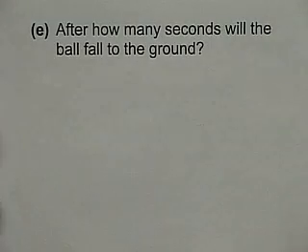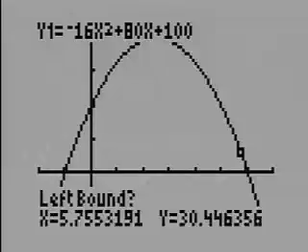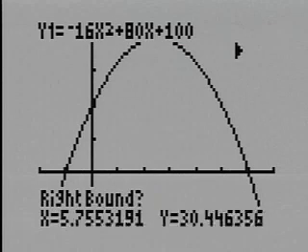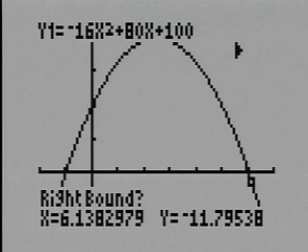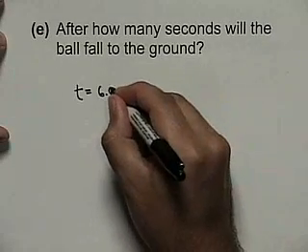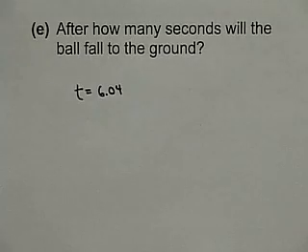The last question that we're asked is, after how many seconds will the ball fall to the ground? In order to do this, what we'll need to do is find the x-intercept. I've already changed the window size so it's more appropriate, and we're going to use the 0 function in order to find the positive x-intercept in this case. So what we need to do is find the 0 of this particular parabola, and using the calculator, it returns the answer that t is equal to approximately 6.04. So our answer is that the time will be 6.04 seconds when the ball reaches the ground.